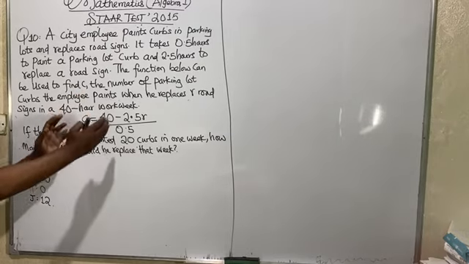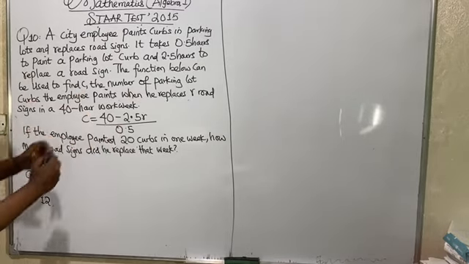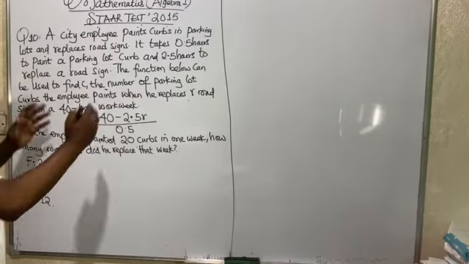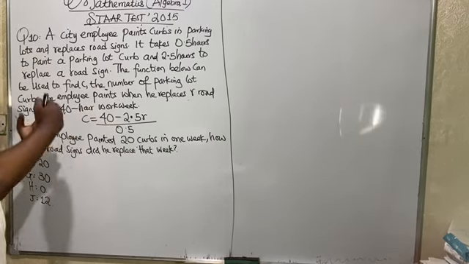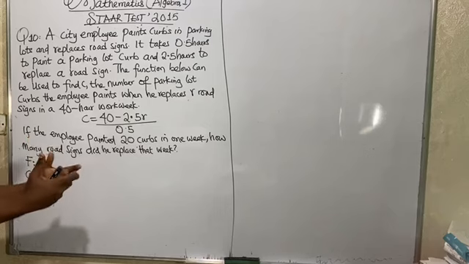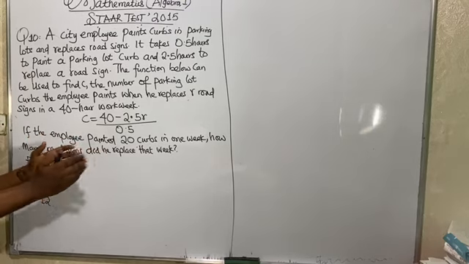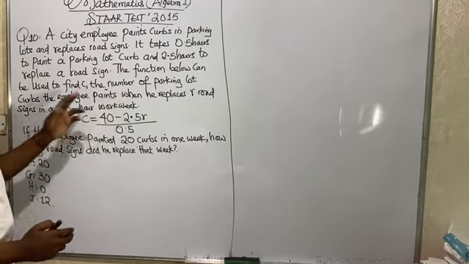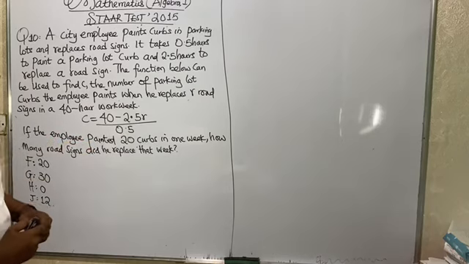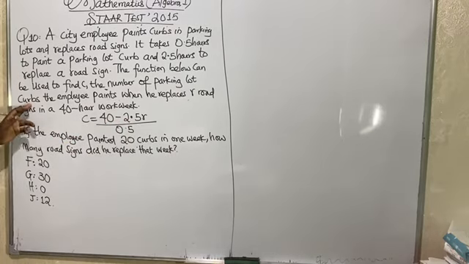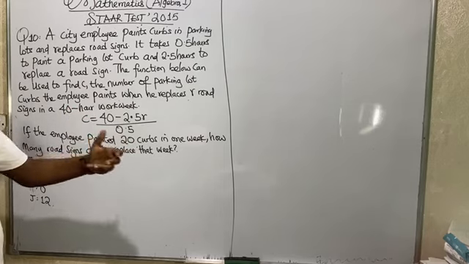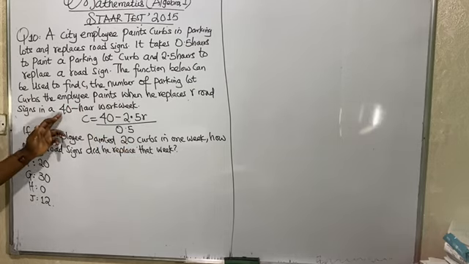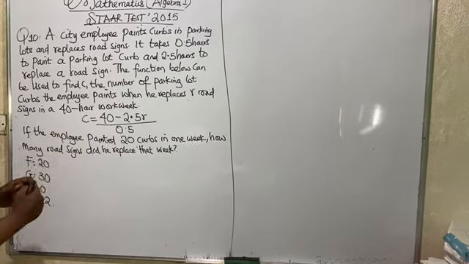So we have an equation model for what we have here. This is a word problem, so the verbal statement has been translated into a mathematical equation. That's a mathematical statement. The function below can be used to find C, the number of parking lot curbs the employee paints when he replaces R road signs in a 40-hour work week. Now this is the equation, or the function.